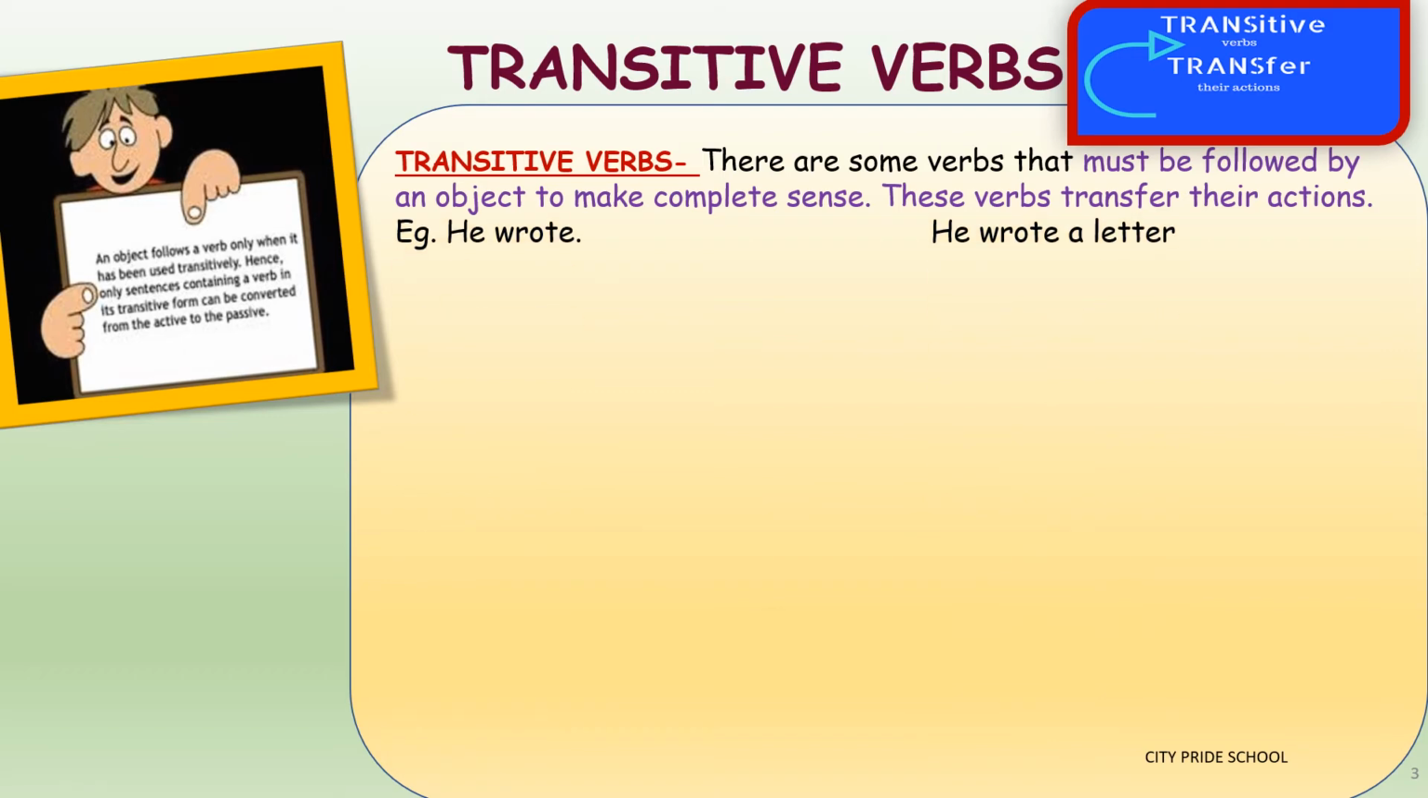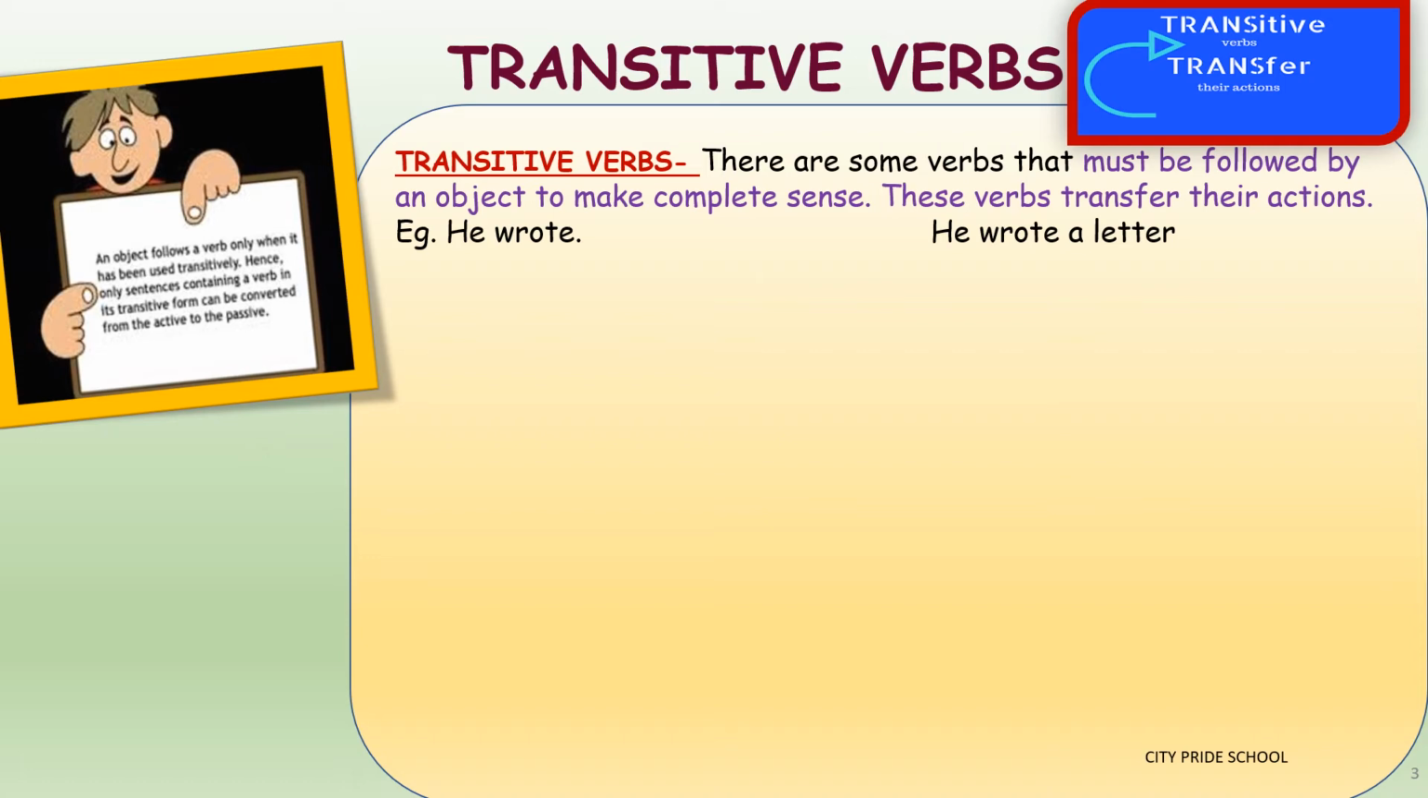For example, he wrote, and he wrote a letter. Now in the first example, if you see, he wrote is not making any complete sense. So to make sense, this verb needs an object which can be transferred, right? This verb needs an object wherein the action can be transferred to that object. Like he wrote a letter. So he wrote what? A letter. Wrote is getting transferred to a letter, and who is receiving the wrote? The letter. So letter is of course our direct object and wrote is our transitive verb.